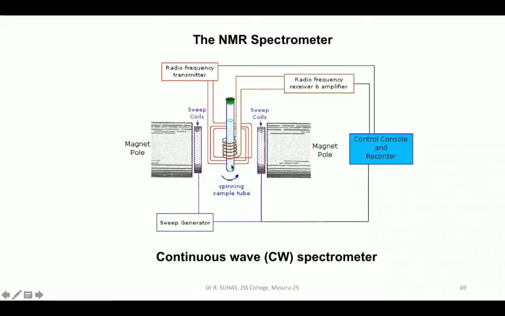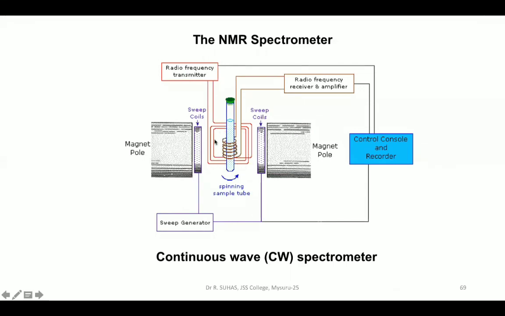Once we place this sample tube in between the poles of the magnet, you know that NMR mainly deals with the change in the spin state in the magnetic field. So whenever you place the sample in between the magnetic poles, the nuclei present in the molecules will orient themselves. Now I'm going to supply energy in the form of radio frequency energy, transmitted through a radio frequency transmitter. It is shown in red color.